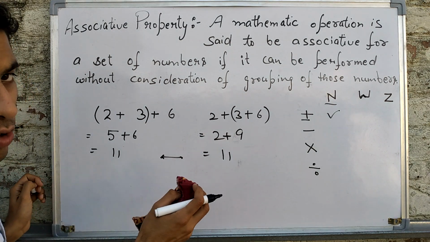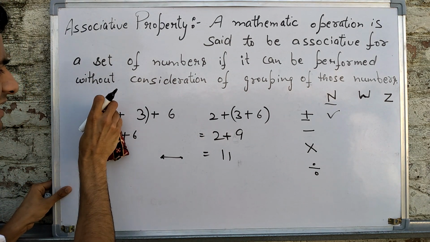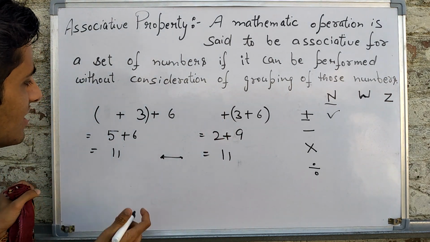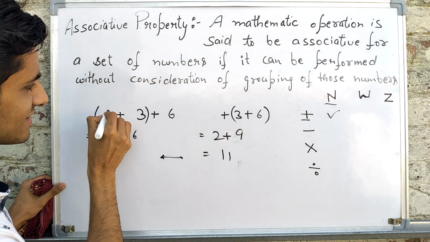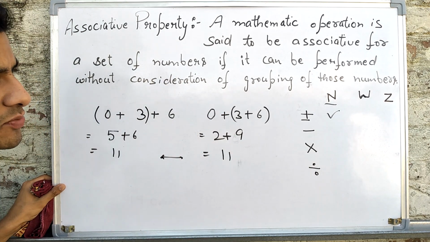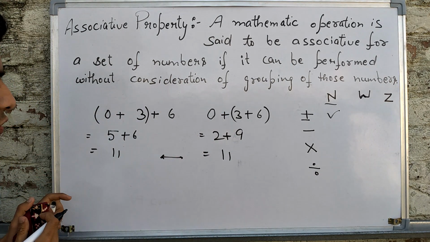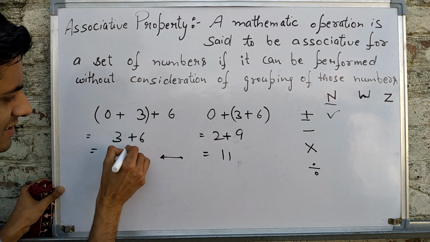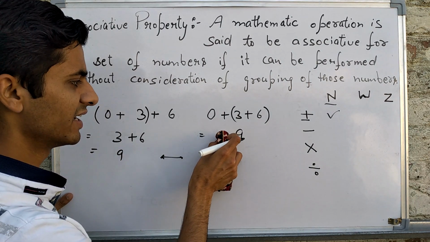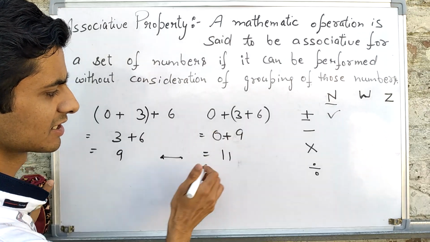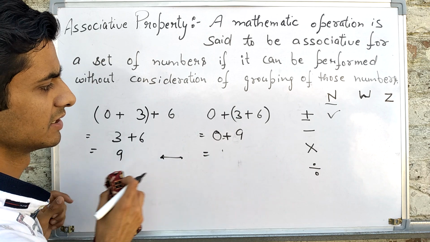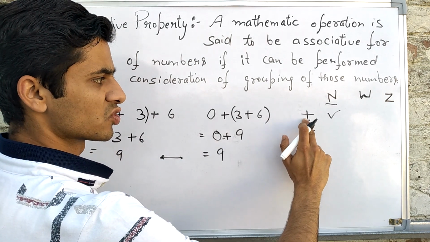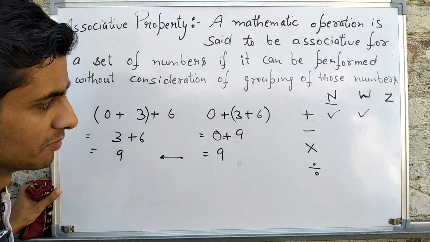Similarly, if you want to take whole numbers, let us take some whole numbers. For whole numbers, there is nothing much to be concerned about. Let us add 0, because that is the difference between natural numbers and whole numbers. So I am adding 0. So 0 plus 3 comes out to be 3, plus 6, 9. And over here, 3 plus 6 is 9, and 0 plus 9 comes out to be 9 only. So therefore, addition is associative for whole numbers as well.